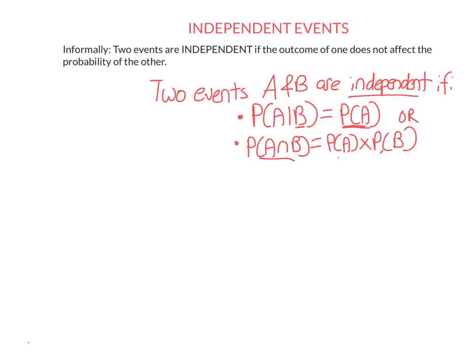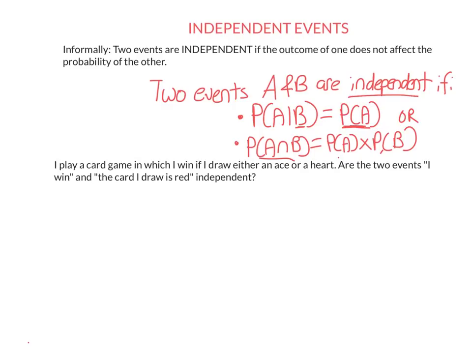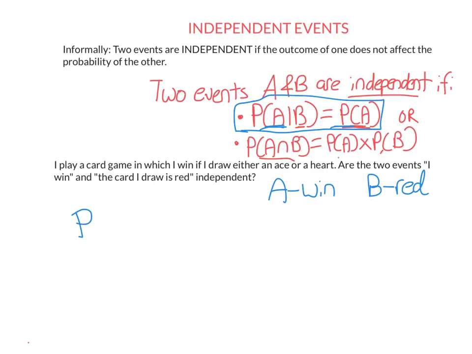So let's look at an example where I'm putting this into practice. I play a card game in which I win if I draw either an ace or a heart. So I'm just drawing one card from the deck. I win if it's an ace or a heart, otherwise I lose. And I want to know if me winning and the card drawn being red are independent events. So what I'm going to do is check if this formula holds. Let A be the event that I win, and B the event that the card I pick is red. I now have to calculate the probability of A and the probability of A given B, and see if they are equal. So let's look first at the probability of A, the probability I win.